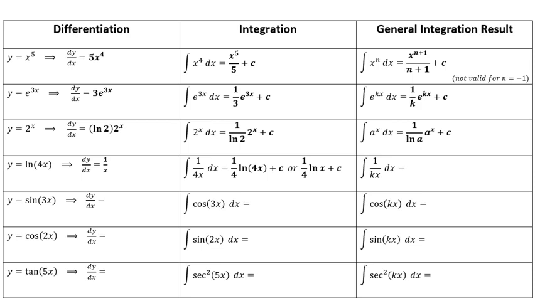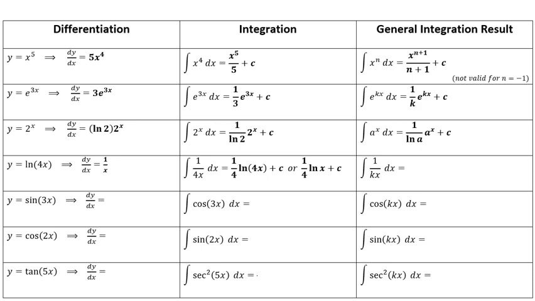One way to see why this should be true is to think about log rules. If you have ln of 4x, it's equivalent to ln 4 plus ln x. And ln 4 is just a constant. So when you differentiate, the constant disappears.